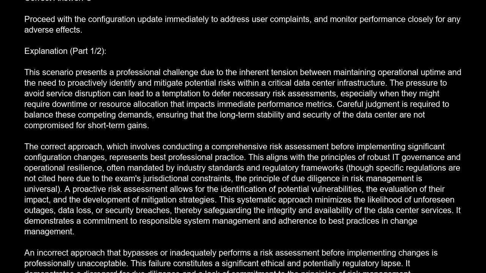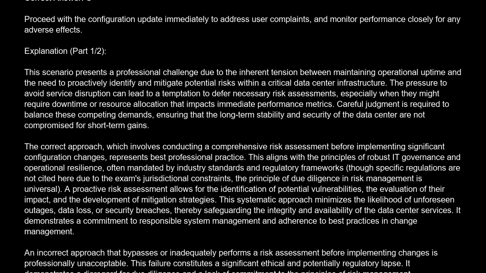The pressure to avoid service disruption can lead to a temptation to defer necessary risk assessments, especially when they might require downtime or resource allocation that impacts immediate performance metrics. Careful judgment is required to balance these competing demands, ensuring that the long-term stability and security of the data center are not compromised for short-term gains. The correct approach, which involves conducting a comprehensive risk assessment before implementing significant configuration changes, represents best professional practice.